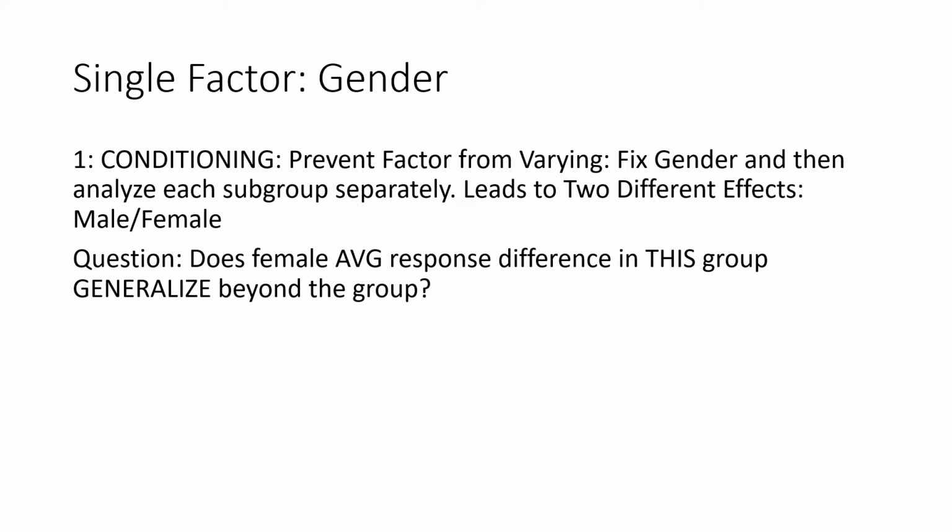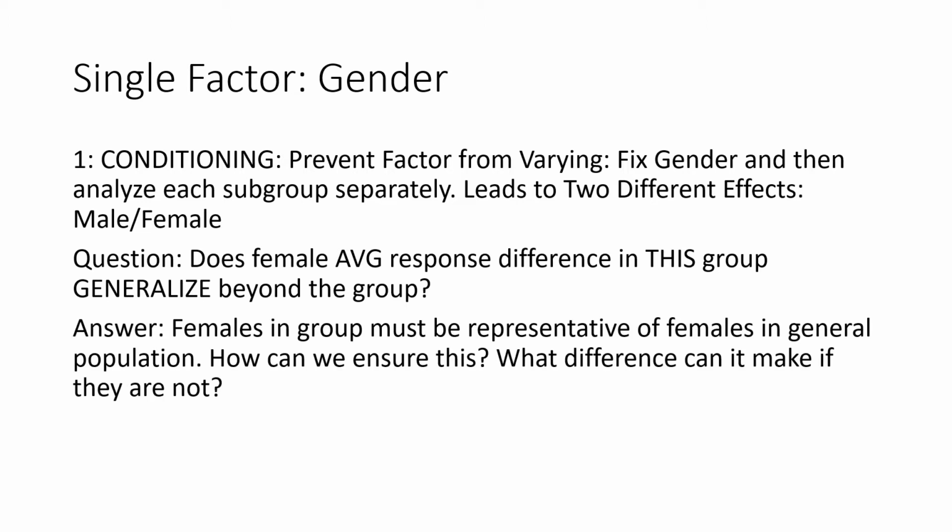So this is the question: how can we make sure that the difference in our study generalizes to the population as a whole? And basically the answer is that the females in our study group and our experiment must be representative of females in the general population. So how can we make sure of this? And if we don't try to ensure this, how much difference will this make? So these are some of the questions that we will discuss in this lecture.